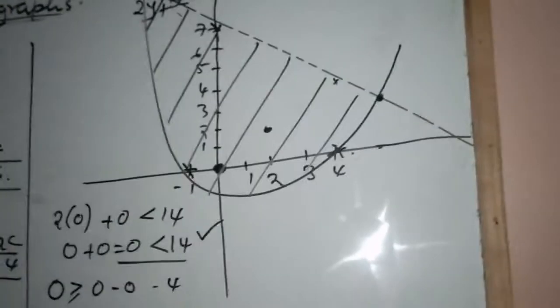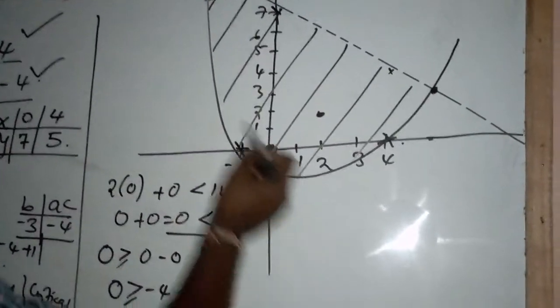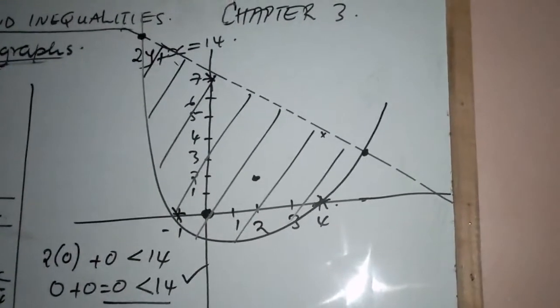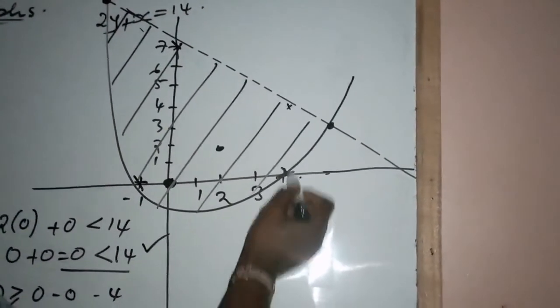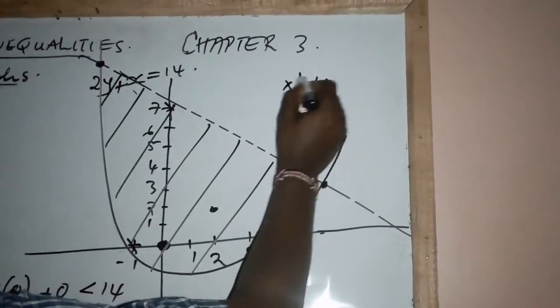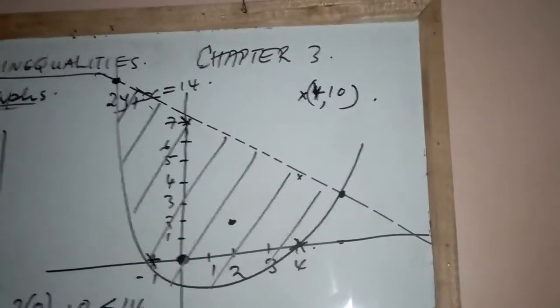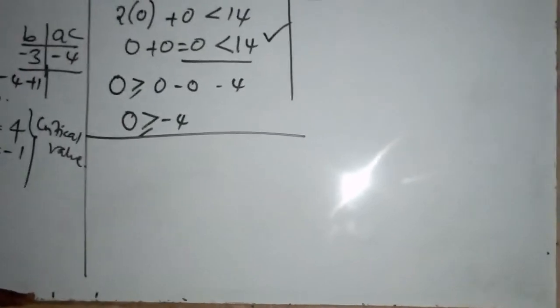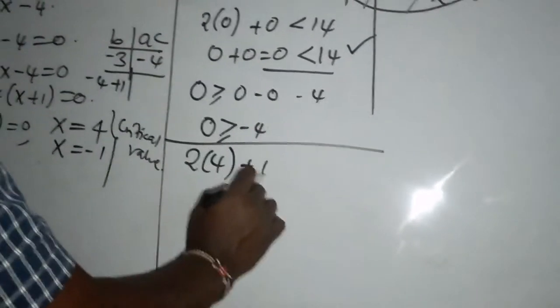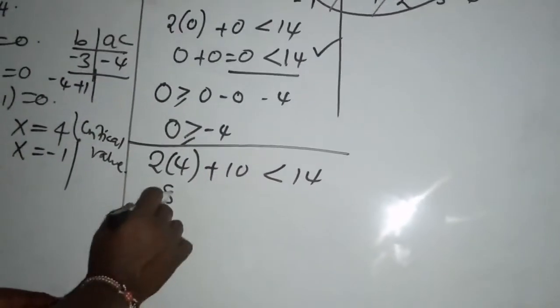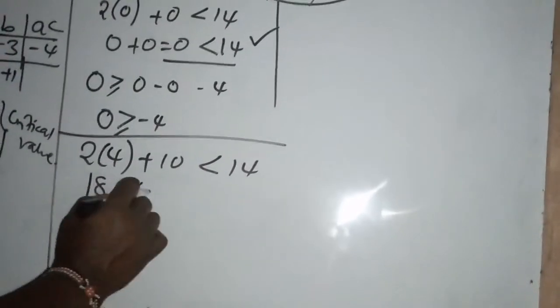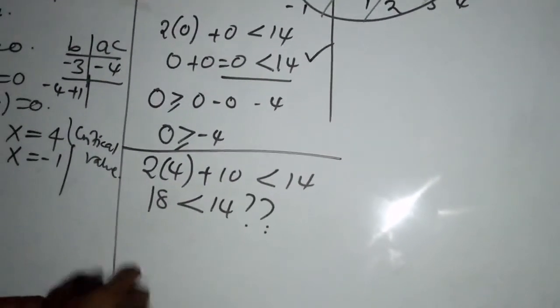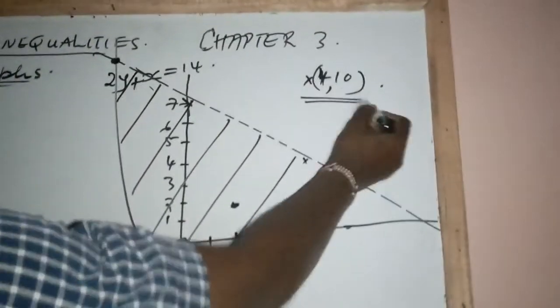If you try to take any other point outside the shaded region and examine it, let's talk about 4, 10. Let's talk about a point that is far outside the shaded region and examine it within these two. Y is 10 and x is 4. Let's examine it. When x is 4, 2 times 4 plus 10, is that less than 14? This is already 8 plus 10, which is 18. 18, is it less than 14? And the answer is no. So it doesn't satisfy this inequality, and therefore it is in the unwanted region.